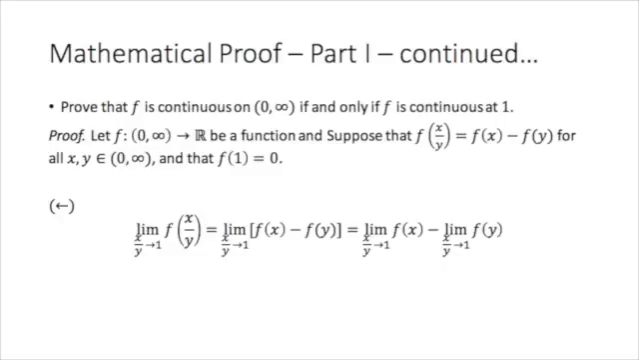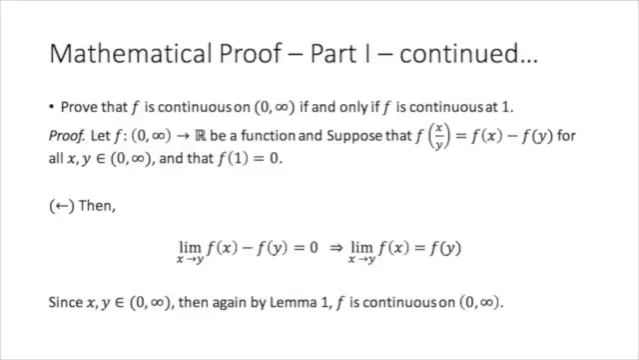First, I'm substituting f of x over y, because it is given that it is f of x minus f of y. So then the limit would become the limit of the function f of x minus f of y as x over y approaches 1. And we know that this should become the limit of f of x as x over y approaches 1 minus the limit of f of y as x over y approaches 1, as you can see here.